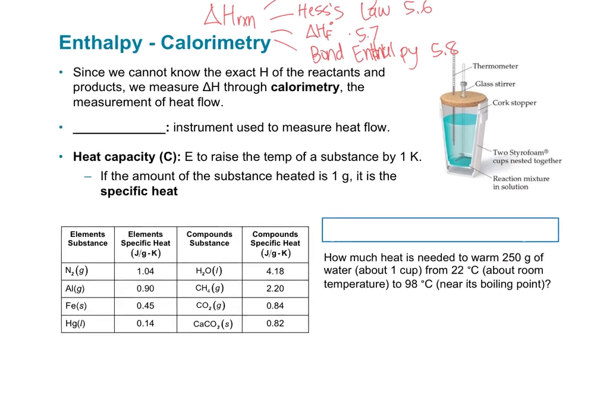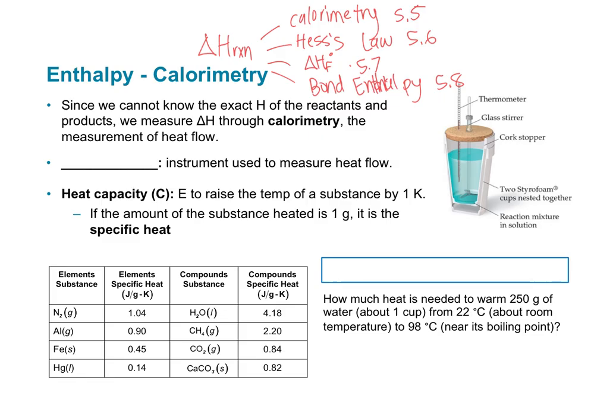So starting with 5.5, calorimetry is a way that we can determine the change in enthalpy of a reaction. Since we can't know the exact enthalpy of the reactants and products, we find that change through heat flow. So what we use is something called a calorimeter. And maybe you've already been like, oh, calorimetry, oh, calories. That is something that is related. And if you've taken a food science class, then you maybe have done this because calories are a form of energy.